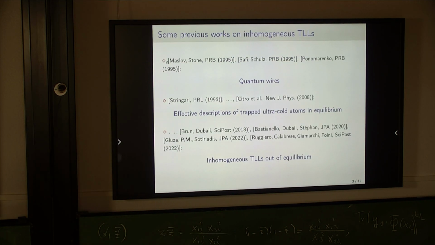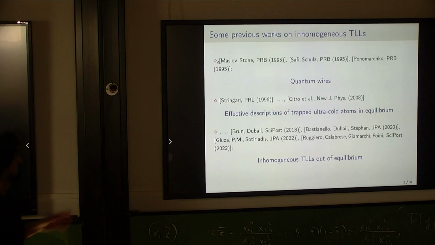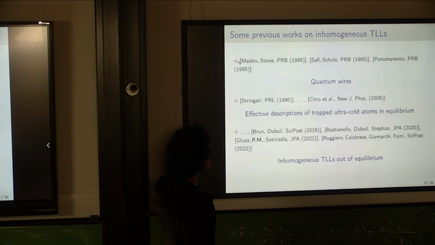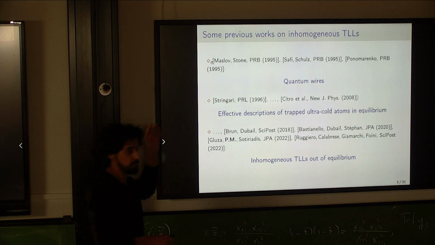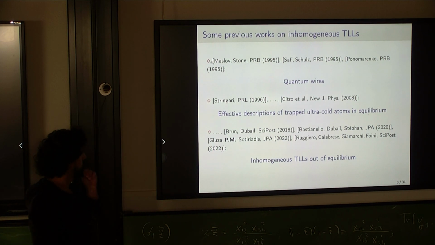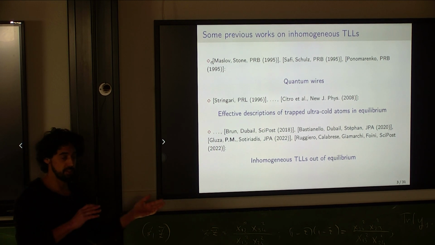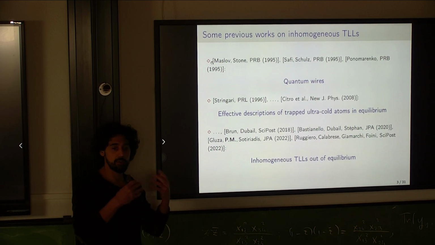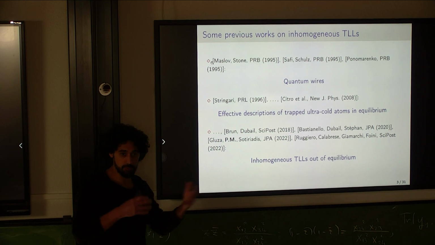Concerning inhomogeneous Luttinger liquids, that has been studied before. It's been studied for quantum wires. I think the earlier paper is by Maslov, Stone, Safi, Schulz, and Pomeranchuk, all came out in '95. And they also used PDE methods, but they didn't observe the particular form of the PDE or try to solve it in full generality, which is what I will try to do.